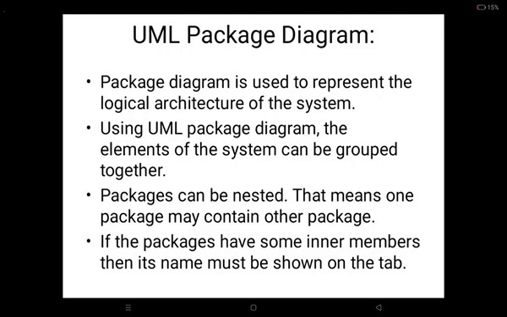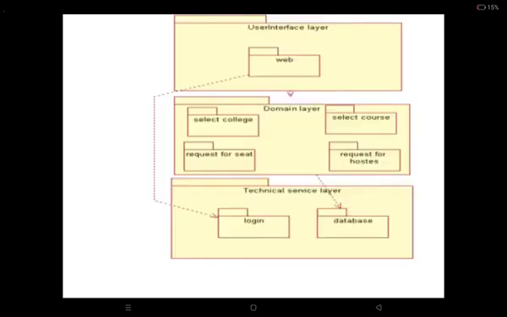Okay, the package can be nested. That means one package may contain another package. Is it possible? Yes, it is possible. If the package has some inner members, then its name must be shown on a tab. This is the rule. So the package diagram shows the logical architecture of the system. This is an example of a package diagram. It consists of three layers: user interface layer, domain layer, and technical service layer.